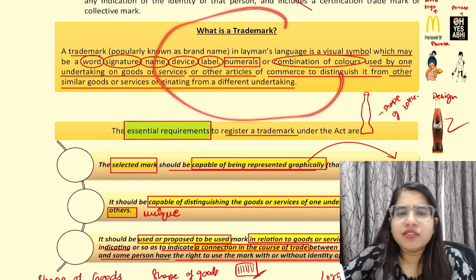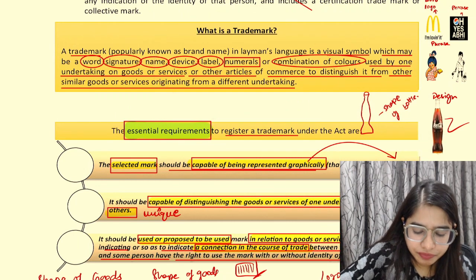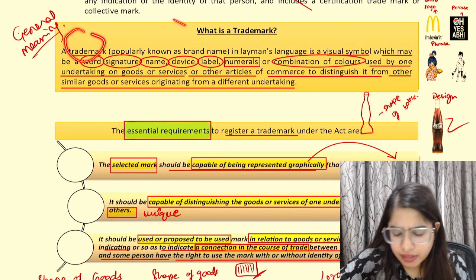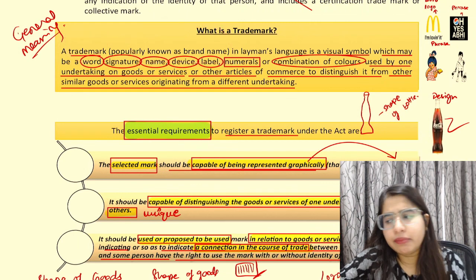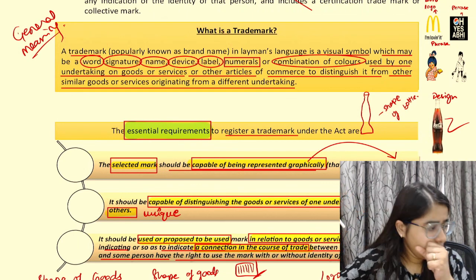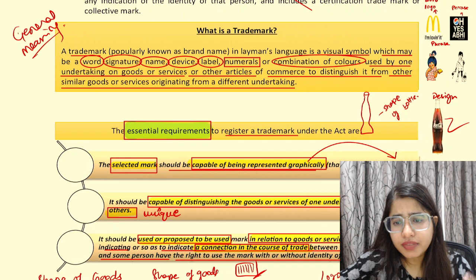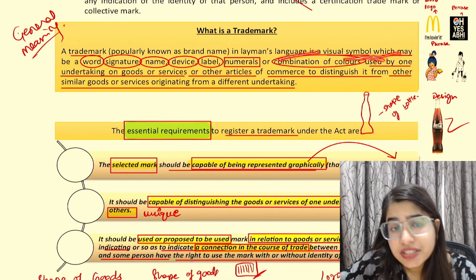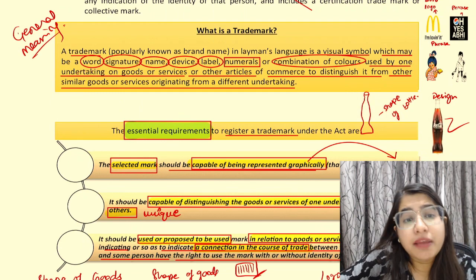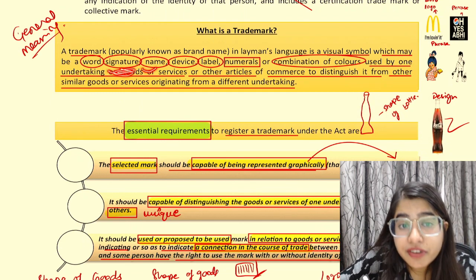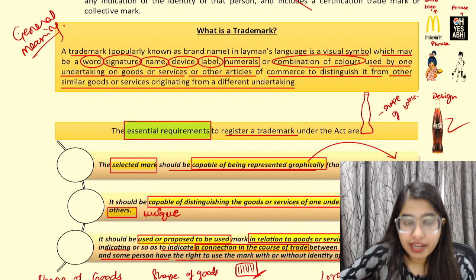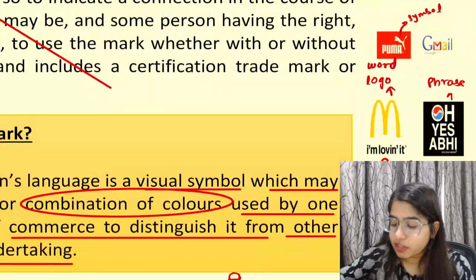Now, the simple general meaning. The general meaning of trademark, which we have already done, is your brand name in layman's language, or a visual symbol, which may be a word. Trademark can be a word, a signature, your name, a device, label, numeral, or combination of colors. Let's take an example. Any word can also be the trademark.